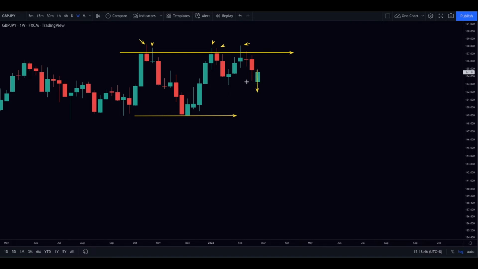If it closed here, then it did something that these candles to the left couldn't do. These candles couldn't close below this area. So if this one actually comes down as a weekly candle, becomes bearish and closes below here, we can anticipate that price will continue to drive down just by observing what we see on the chart.